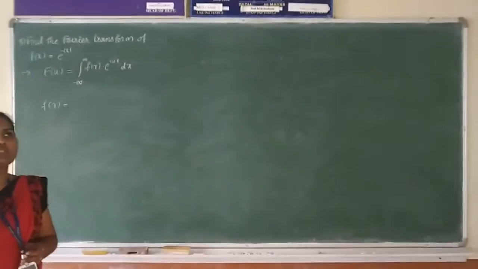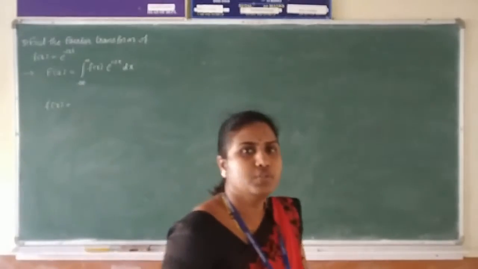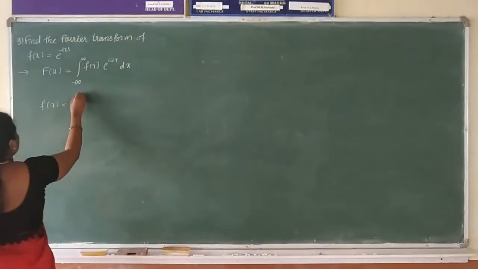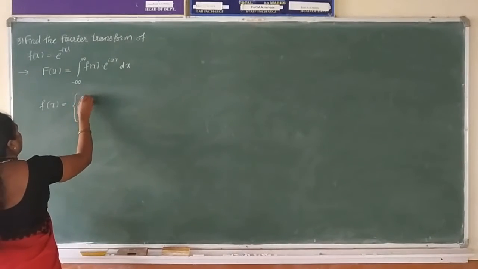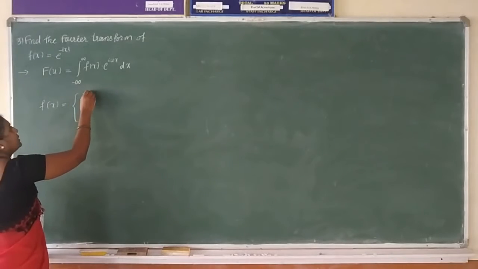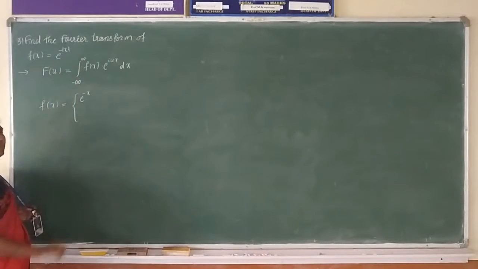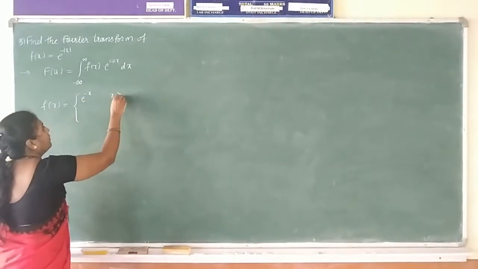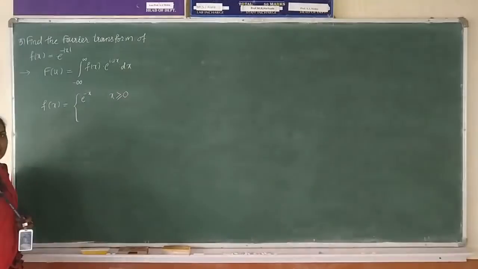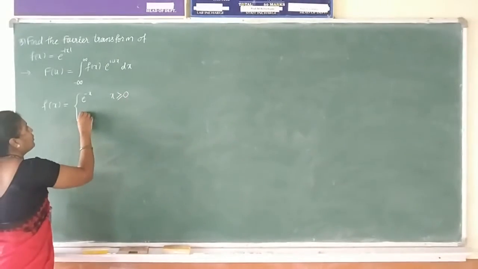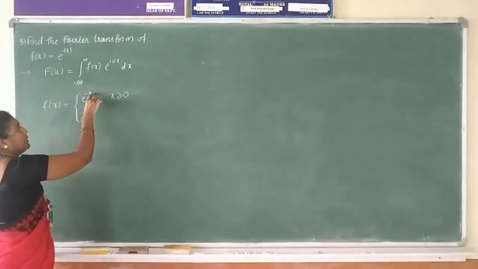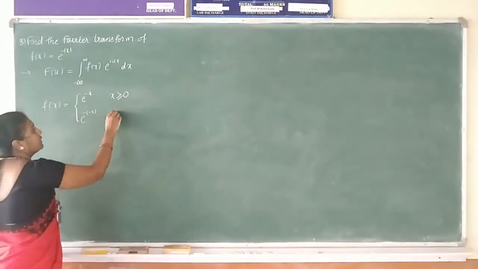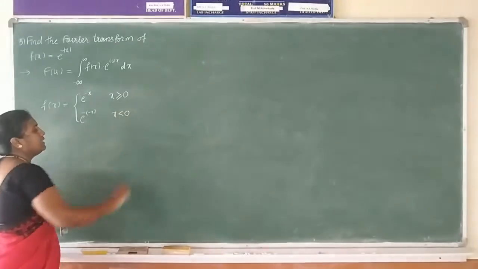E to the power minus mod x means mod contains positive and negative values both. Clear? Mod contains positive and negative values. This you can write as e to the power minus mod x, where for the first case mod x is the positive value x. This we have when x is greater than or equal to 0. Next it is e to the power minus of minus x, because mod x means minus x. This we have when x is less than 0.